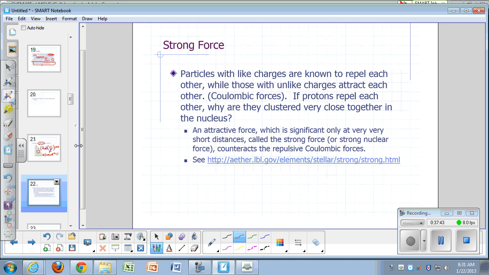The answer is that there's actually another force, an attractive force that only works at very, very, very short distances, like the distances within a nucleus. And this is called a strong nuclear force. And that counteracts the repulsions among the protons. So that's what's holding them in the nucleus. In addition, this strong force also involves the neutrons. And so oftentimes you're going to need neutrons to fully stabilize a nucleus. Okay? And so if you want to know more about the strong force, this is the website that you can go to. That's a good website to go to learn more about the strong force.